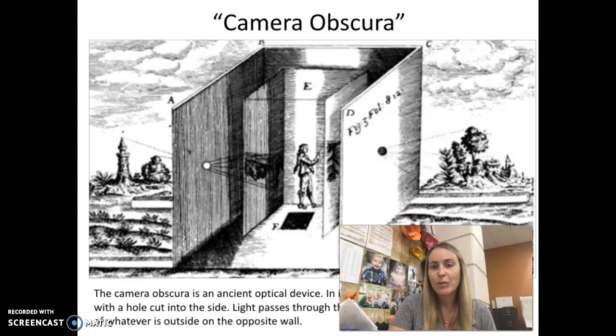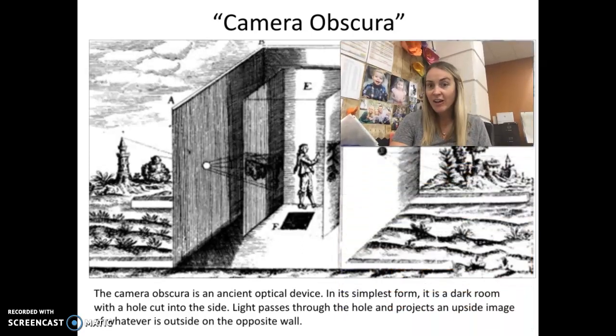Now, the Camera Obscura is something that I teach about every year, and it's something that students still struggle to grasp, to wrap their heads around. It's still something that if I hadn't seen it in person, it's hard to wrap our heads around. But essentially, in its simplest form, a Camera Obscura is an optical device, right?